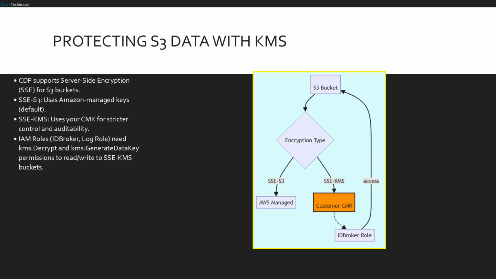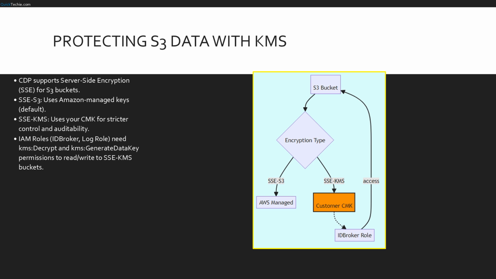We discussed disk encryption, now let's discuss object storage. Your S3 buckets holding the actual data can also be encrypted. By default, CDP often uses SSE-S3, which manages keys transparently. However, for higher security, you can use SSE-KMS. If you choose this, you must ensure that every IAM role accessing that bucket, such as the ID broker role or the log role, has the KMS decrypt and KMS generate data key permissions.